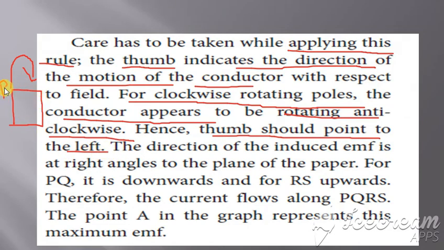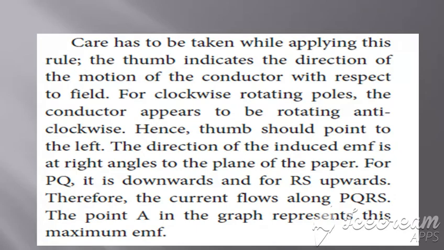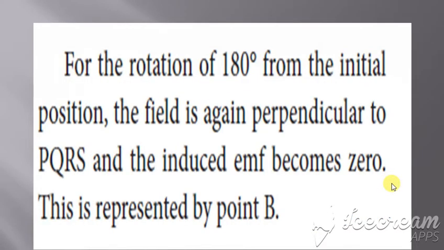So now if I label these as P, Q, R and S, then for PQ it is downwards and for RS it is upwards. PQ will go downwards and RS will go upwards. Okay, so PQ will come down and RS will go in the upward direction. This is how it is when the coil rotates 90 degrees.